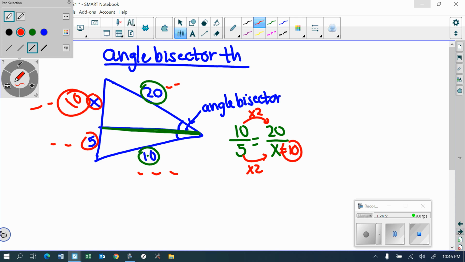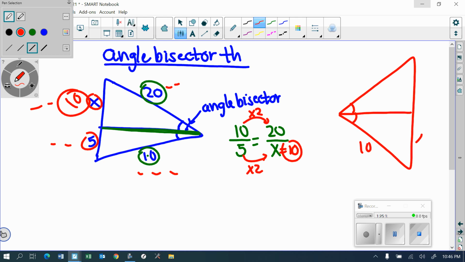Now, the tricky one, just so you know, is something like this. If I had that angle bisector, of course, now I know it's an angle bisector, so it has the markings there showing they're congruent. And let's say they tell me this was 10, and this was x, and this was 20, and this was 30, and they say solve.